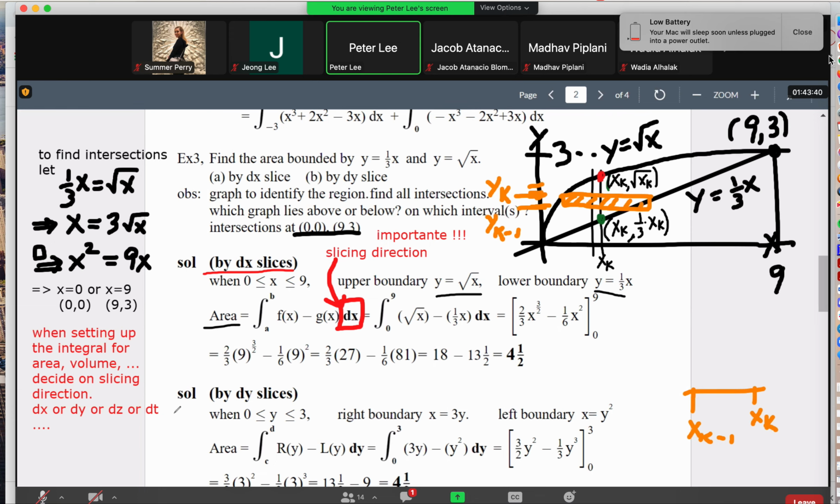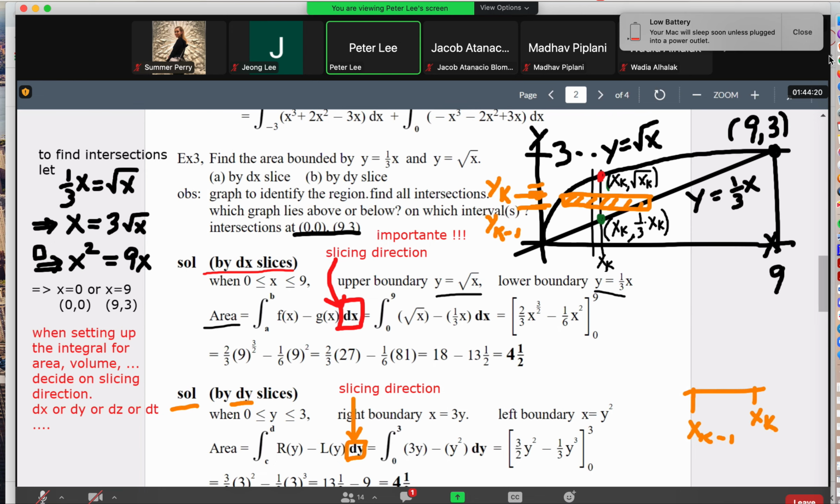So now, let's look at the second solution, by dy slices. The very first thing we have to get is this dy slice right here. This is now the slicing direction. The slicing direction is now dy. Let me just write this in red. So dy. Now, if we go by dy slices, then everything must be written in terms of y. It must be solved for y.